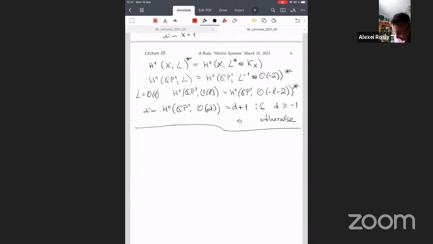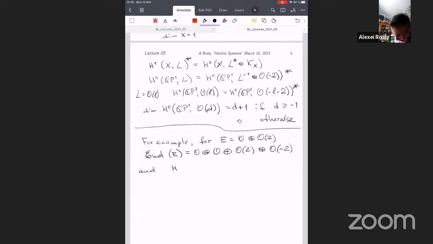So, for example, for E equal to, say, O plus O of 2, the endomorphism bundle of E would be O plus O plus O of 2 plus O of minus 2. And each one would be non-zero.